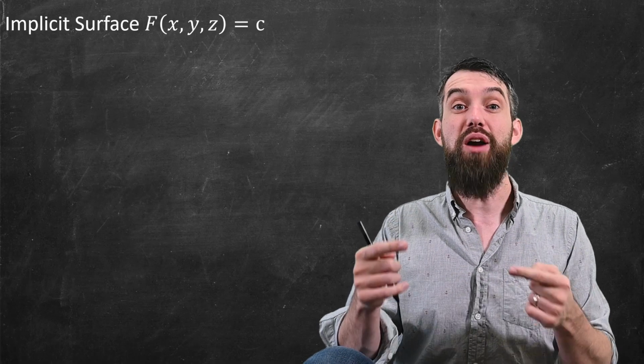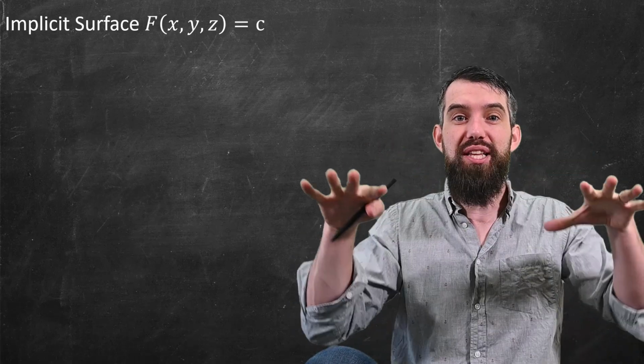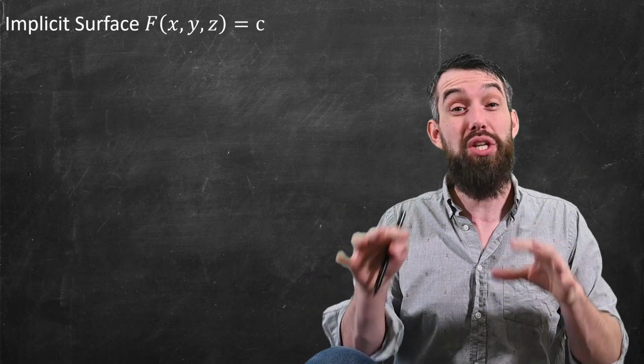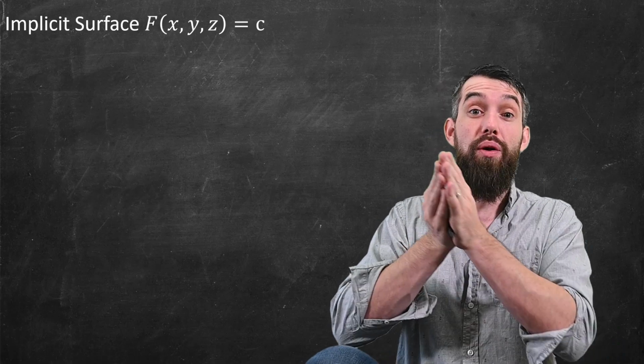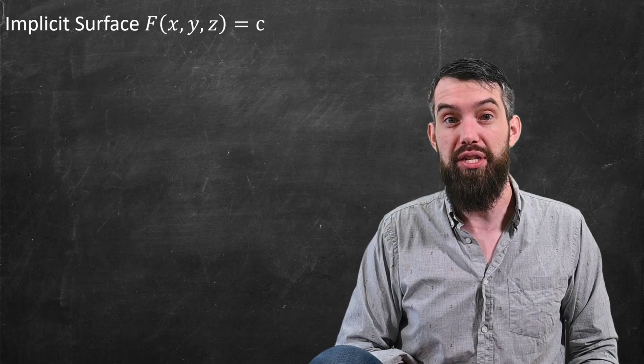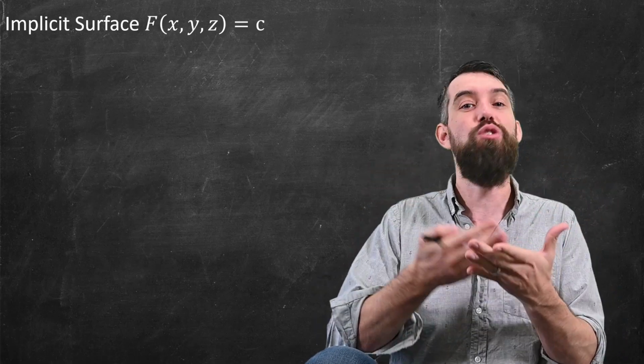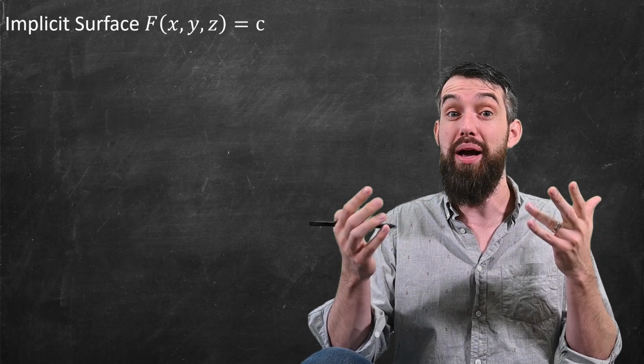In this video, we're going to talk about formulas to compute the surface area of some surface when that surface is described implicitly or explicitly. So I'm going to do implicit first. Imagine I have some function f of x, y, z equal to a constant, and that describes my surface.